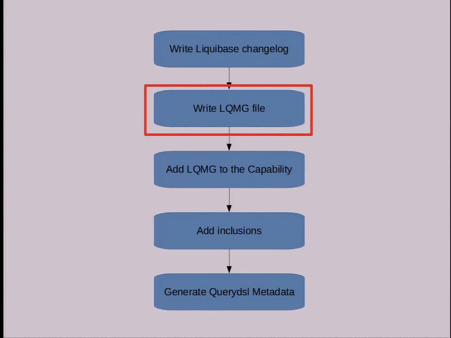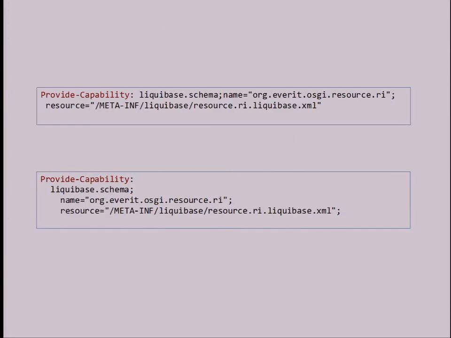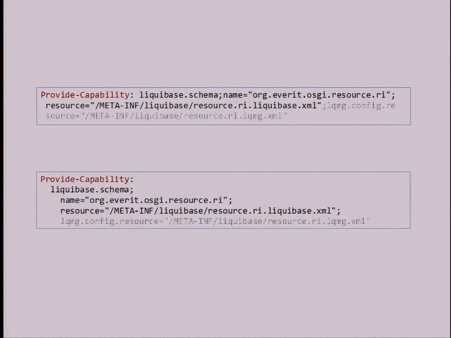We've got the LQMG file. It wasn't hard to write, but where do we say that we have this LQMG file? We add it to the capability. So till now, we listed the resource in the capability, and now we add the LQMG config resource attribute to this capability, and then all of the tools will know about it.